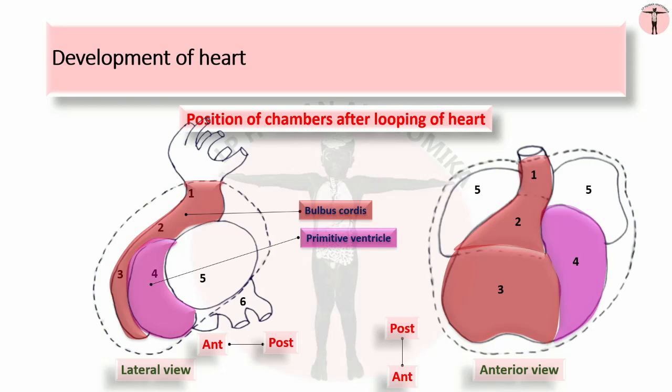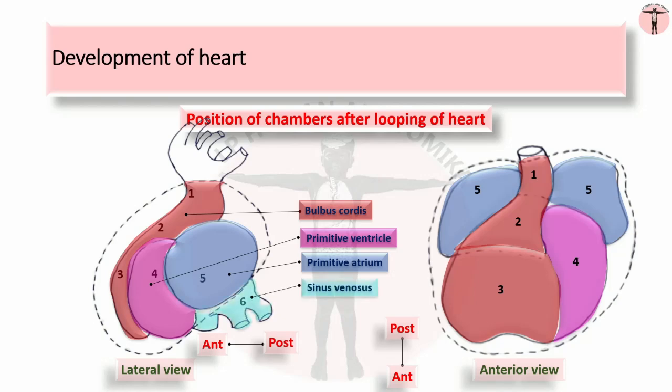The primitive ventricle remains in the middle, so the left ventricle is slightly behind the right ventricle and to the left of it. The venous end, represented by the primitive atrium and sinus venosus, bends dorsally, cranially and to the left, so the right and left atria are observed on the dorsal and cranial aspect of the ventricles. Sinus venosus is observed in the lateral view, not in the anterior view, as this is present on the most dorsal aspect of the heart tube.